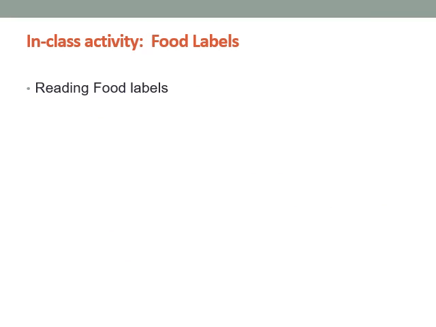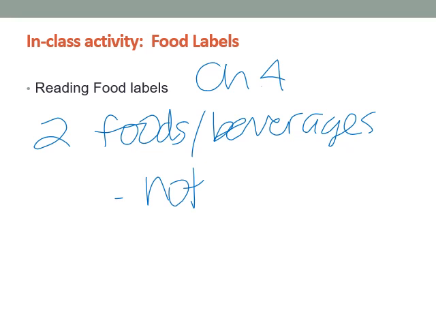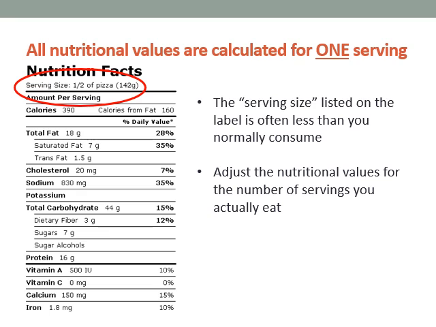Okay, so now we're going to get into your Chapter 4 class activity, which you will see up on La Lima. And this is reading food labels. So you're going to choose 2 different foods or beverages to read, preferably not diet, right? Because diet tends to be a 0 on everything, so not much to calculate there and usually not super accurate.